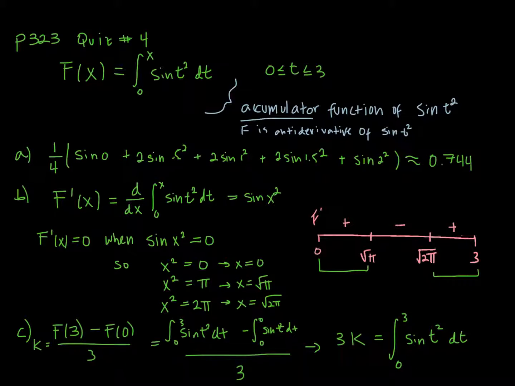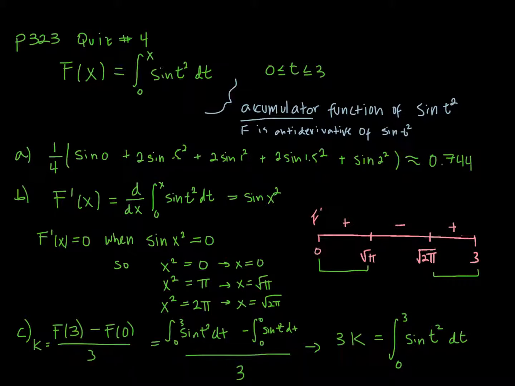Last but not least, I am told that k is the average rate of change of my function F from 0 to 3. And I want to rewrite my integral from 0 to 3 of sine of t squared dt in terms of k. So what I start out with is what they tell me. So k is the average rate of change between 3 and 0. So capital F of 3 minus capital F of 0, over 3.